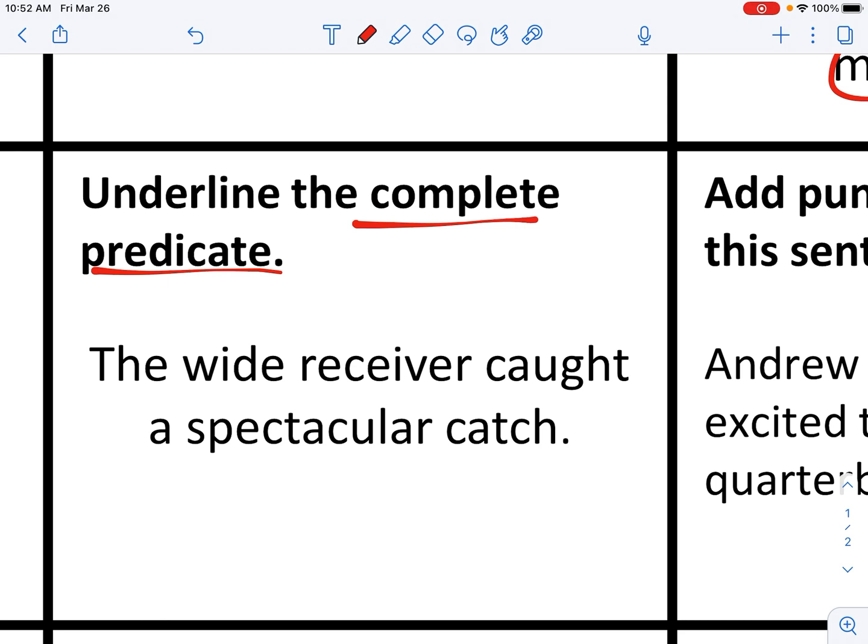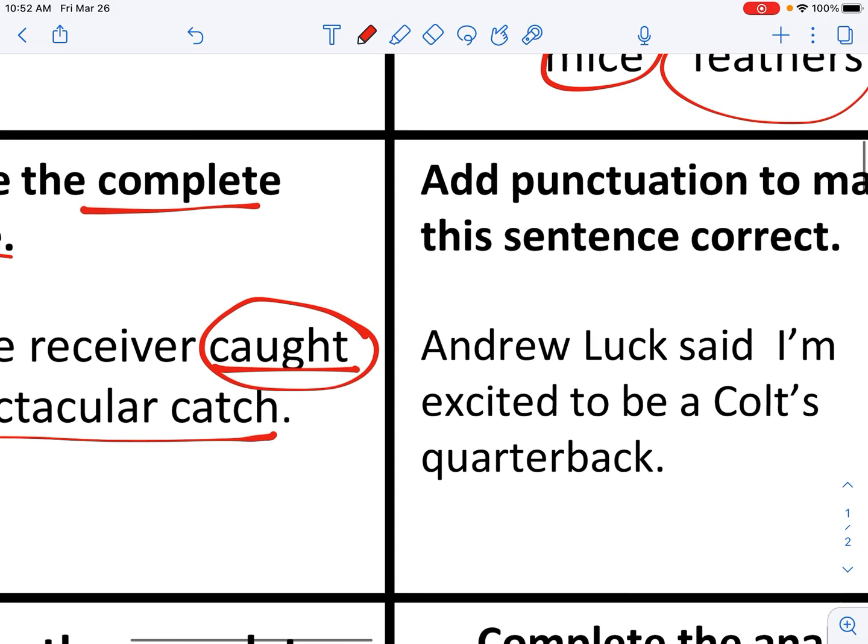The wide receiver caught a spectacular catch. Well, who's this sentence about? The sentence is about the wide receiver. That's the subject. Caught a spectacular catch is the complete predicate. The predicate usually starts with a verb.